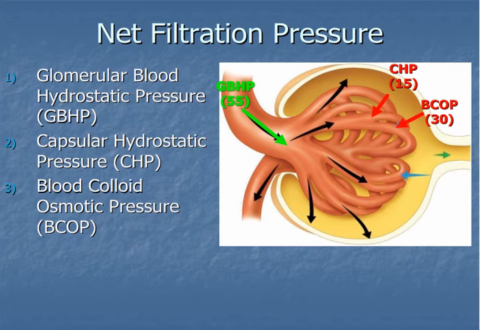Okay, a second pressure which resists filtration is something called blood colloid osmotic pressure, or BCOP. We've talked about BCOP before. Remember that the blood colloids are things like albumin. Because we have more cells and more albumin within the blood, they tend to draw water towards it.